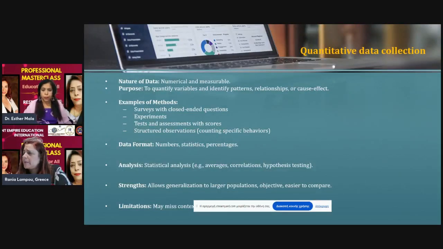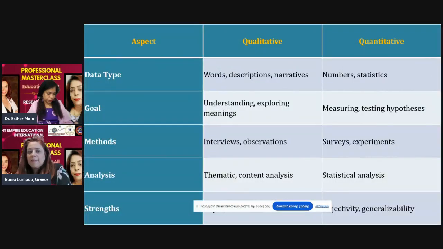On the other hand, for quantitative data collection methods, the nature of data is numerical and measurable. The analysis is statistical. The strength here is that it allows generalization to larger populations, so it's more objective and easier to compare. And the limitation is that it may miss the context or meaning behind the numbers.